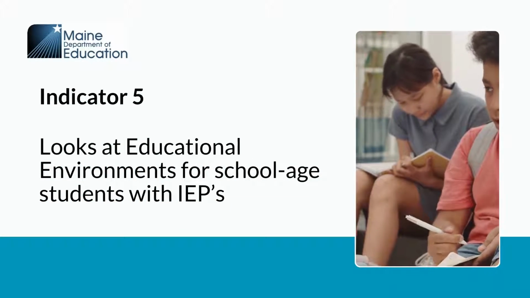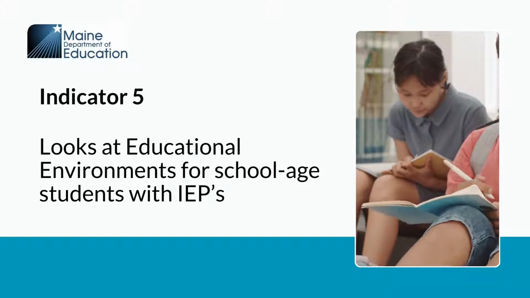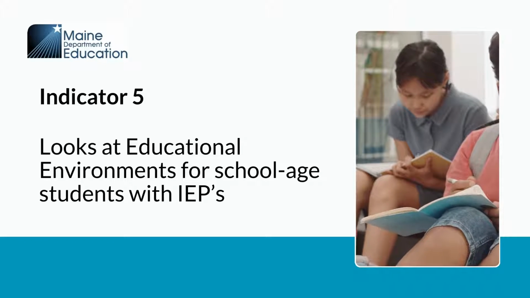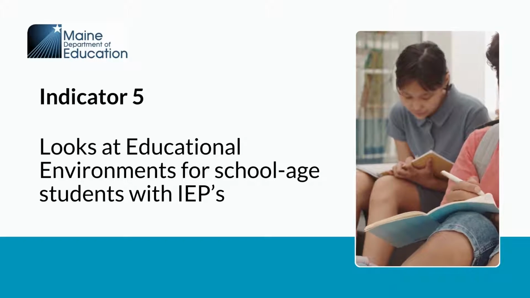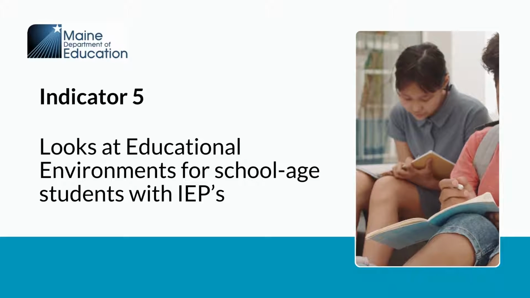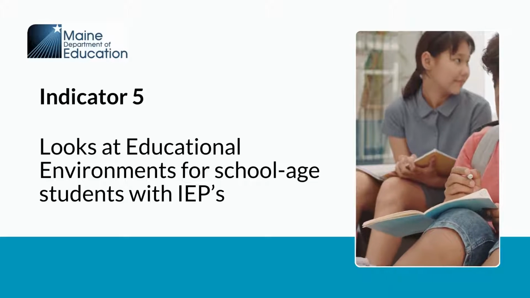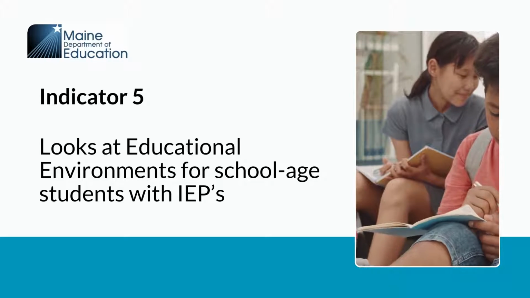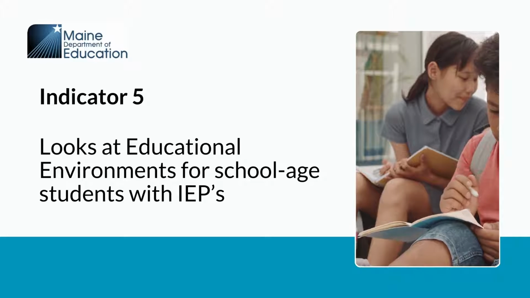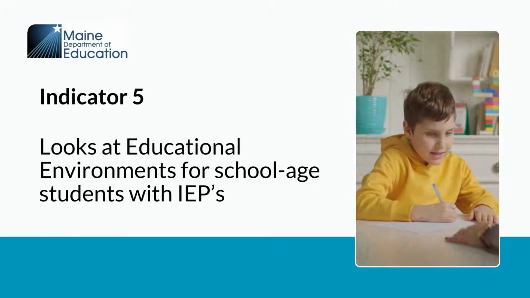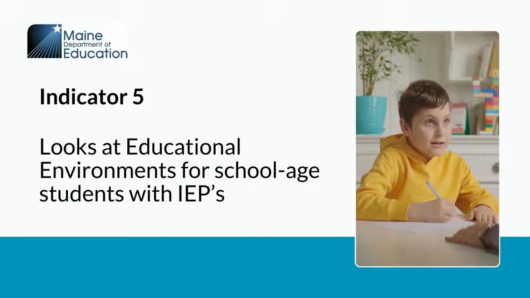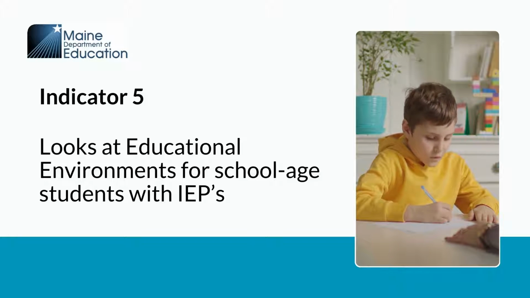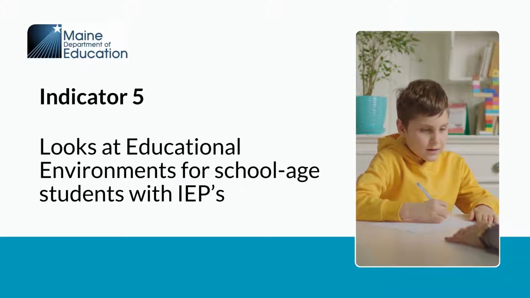Indicator 5 looks at educational environments for school-age students with IEPs. The priority for educational environments should be in the mainstream classroom with typically developing peers. However, there are times and situations where students may be receiving their education outside the regular classroom, such as a quiet space with no other students or a special education classroom with other special education students.